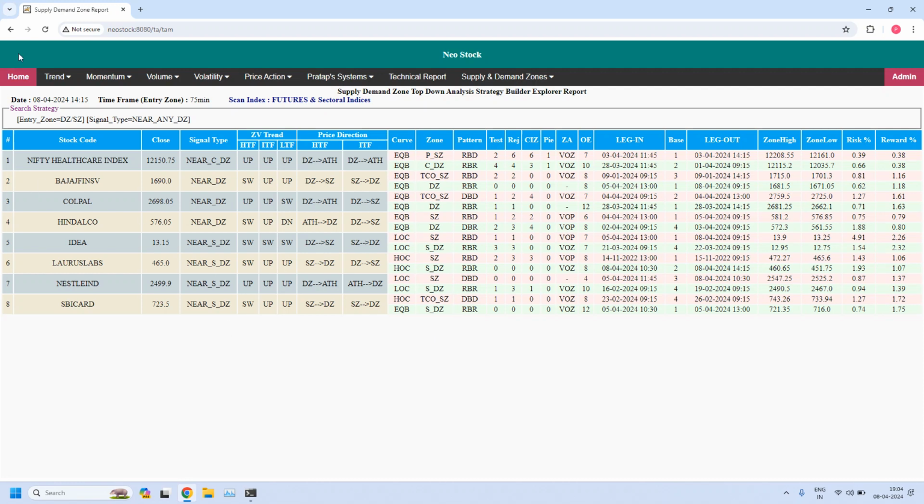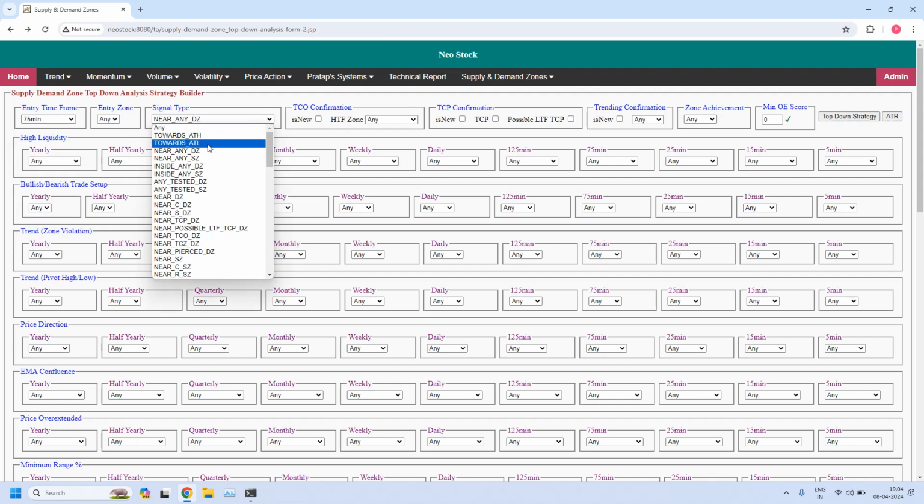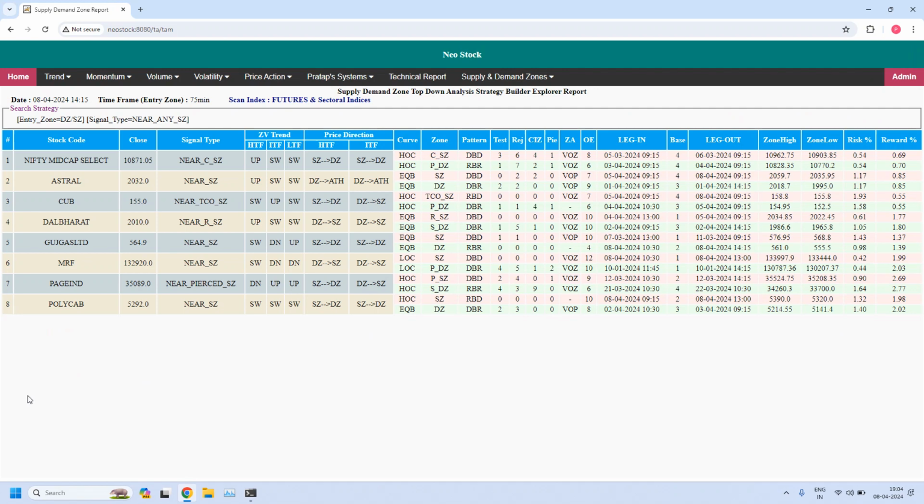Okay, let's go back. For 75 minutes time frame, let us find the stocks near to the 75 minute supply zone. So total 8 stocks are filtered near to the 75 minute supply zone. Let us find any high liquidity supply zones from this list. This one is also pierced. We don't plan any trades.